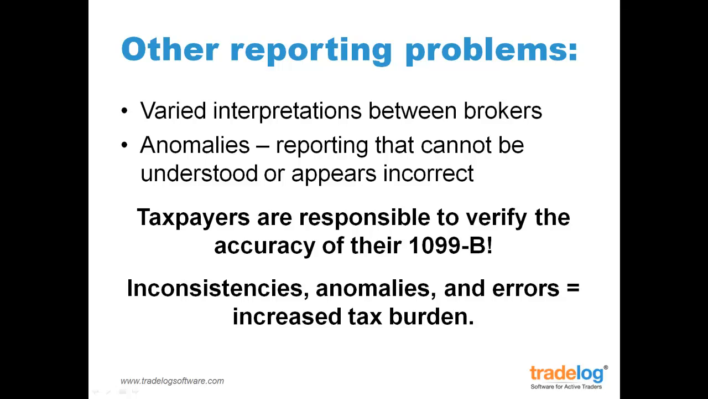If there's inconsistencies between different brokers, if there's errors in methods that are used, all of this makes it more difficult, sometimes even impossible, to try to verify what's on the 1099-B. And so what we're talking about then is increasing tax burden. This ties in again with some of the flaws that we're going to mention in Section 3 of the report, but ultimately our focus is that these types of errors in reporting increase the burden on the taxpayer.